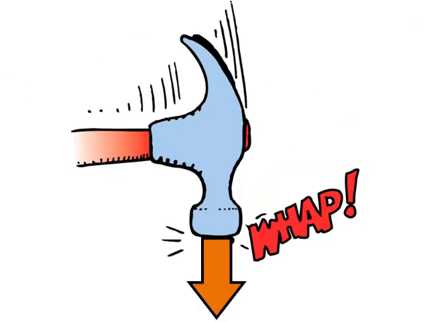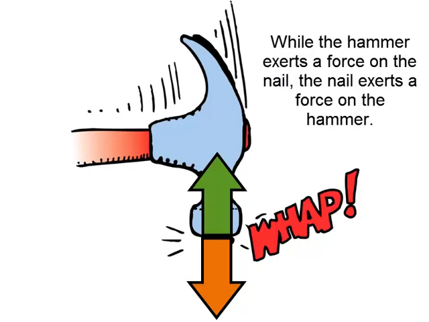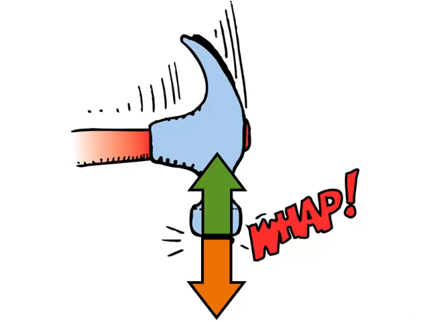A hammer exerts a force on the nail and drives it into a board. There also has to be a force exerted on the hammer to stop it. Newton reasoned that while the hammer exerts a force on the nail, the nail exerts a force on the hammer. In the interaction, there is a pair of forces, one acting on the nail and the other acting on the hammer.